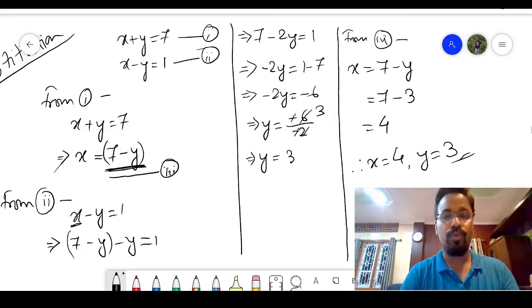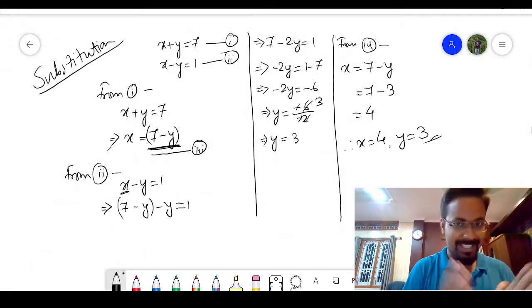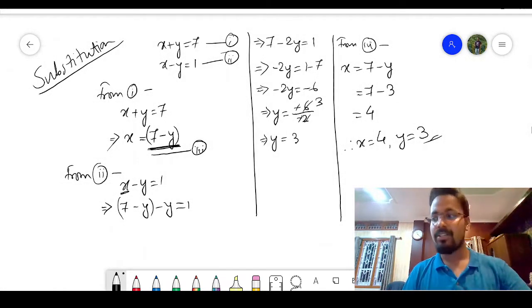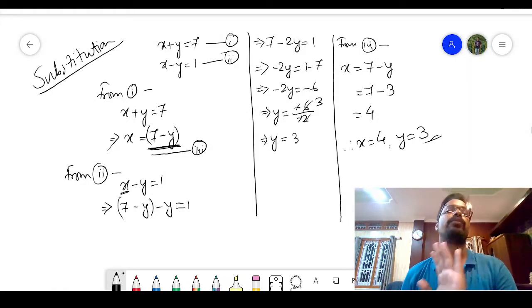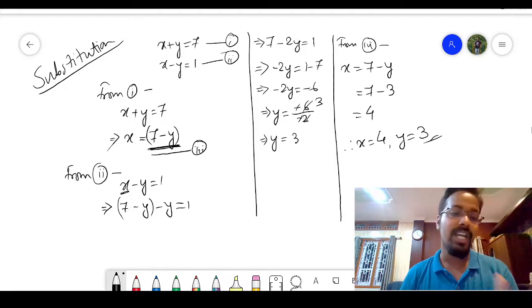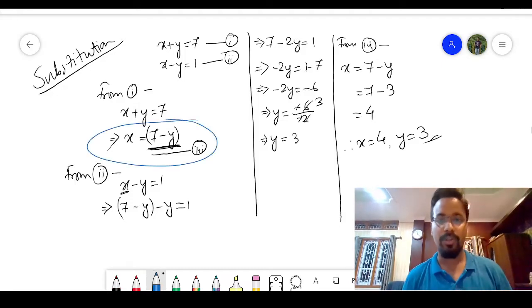Okay, now we have two more solutions left. So I want you to look at this and see that it makes sense. First, you take the first equation. You can choose any one. You take the first equation, you find the value of either of the variables, any one of the variables. So here we have found out the value of x in this case.